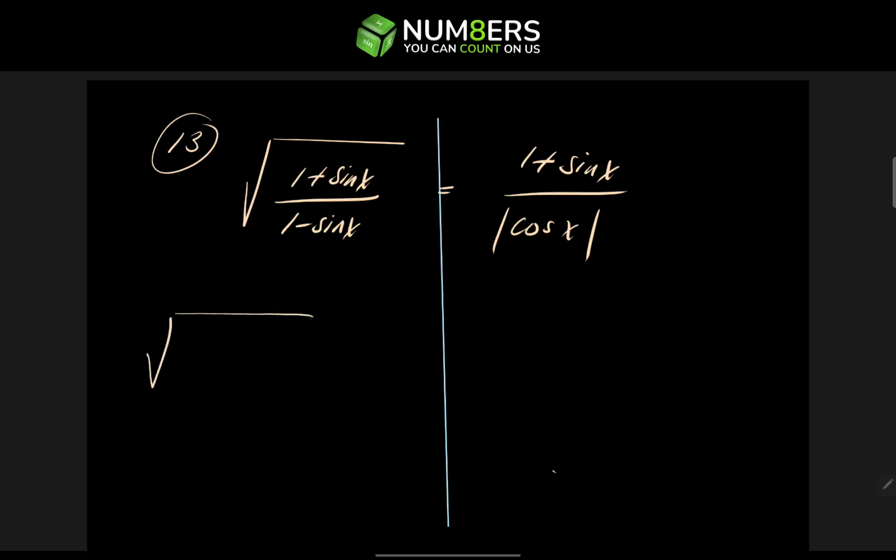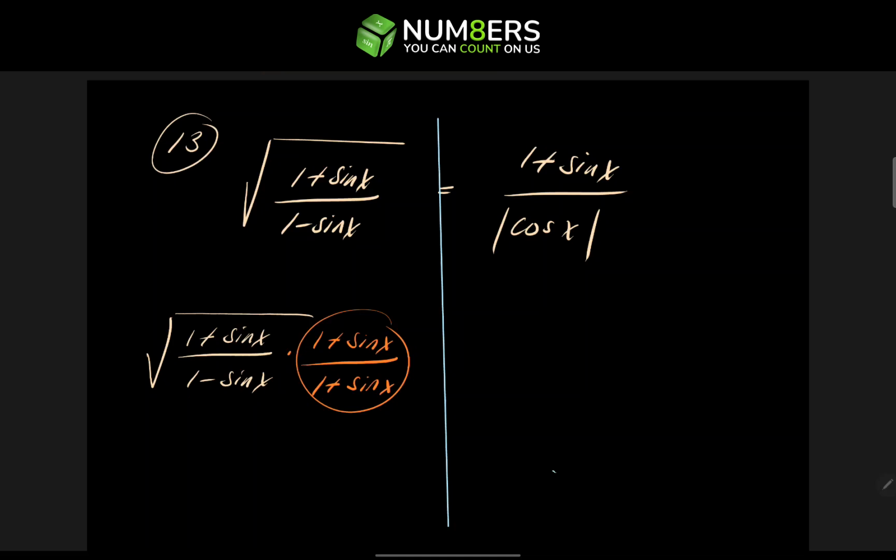So let's start by writing 1 plus sine x over 1 minus sine x. And we're going to multiply the top and the bottom by 1 plus sine x to get that 1 plus sine x squared on the top. So we have 1 plus sine x over 1 plus sine x, which is equal to 1. So we can multiply by something that is equal to 1 without changing the whole expression. And that is equal to 1 plus sine x over cosine x, absolute value.